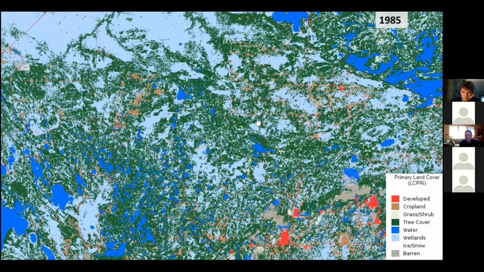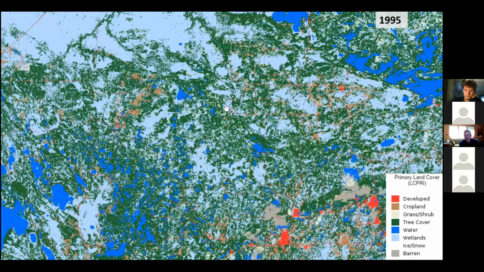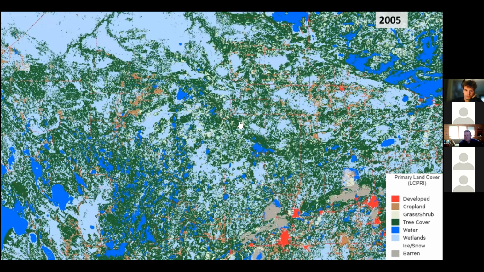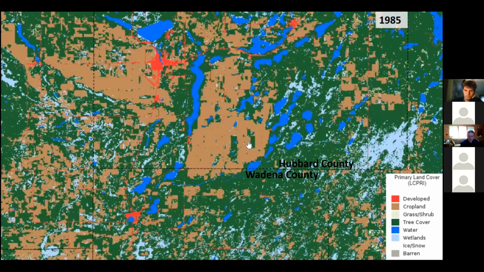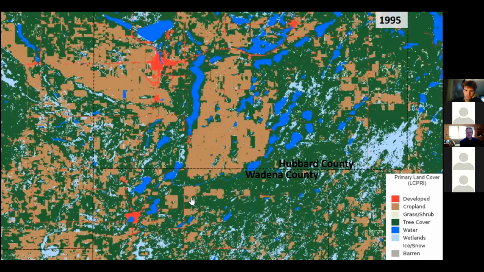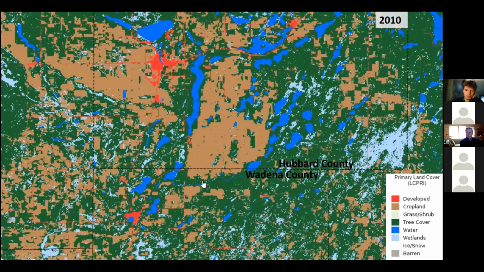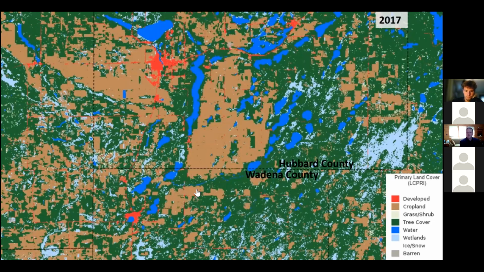So let's look at some GIFs of some of these changes. This is up in northern Minnesota, and you'll see the white-hatched areas are the areas that are being harvested in there. So there's a lot more harvesting going on in these areas than there was in the past. Let's go to the next one. This is Hubbard and Wadena County, and you see some of the forest area turning into cropland in some of these areas.